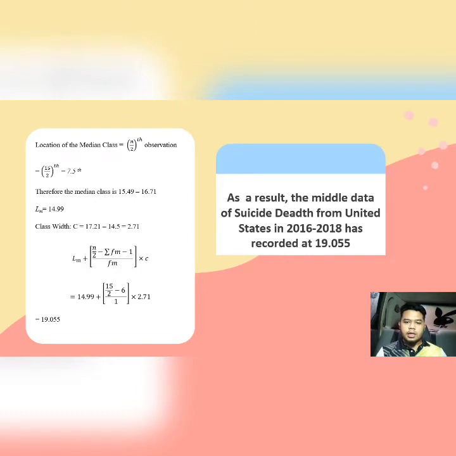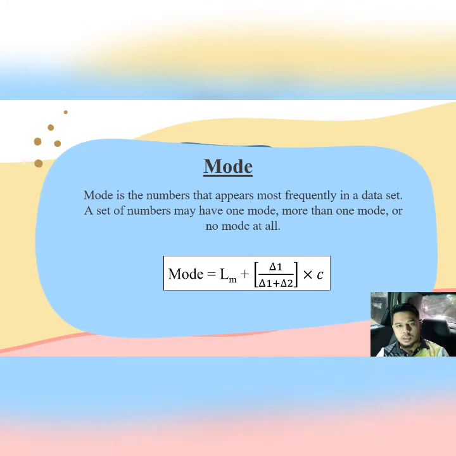After we calculate, the median data of suicide rate for the United States in 2016 to 2018 was recorded at 19.055. Okay, mode is the number that appears most frequently in a dataset.